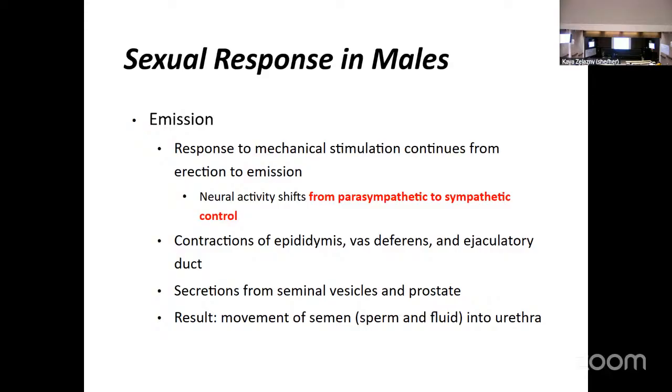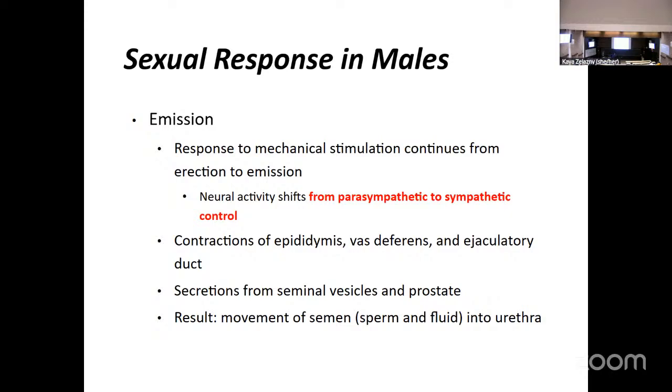So during this phase of emission, where we're going from erection towards ejaculation, this is where we see our shift from the parasympathetic nervous system, which was relaxing your blood vessels so that blood is going there, right? Now we're going to switch over to sympathetic control, which is what starts to move semen forward and ultimately is going to cause it to be released. So this switch over from parasympathetic to sympathetic is happening during this phase.